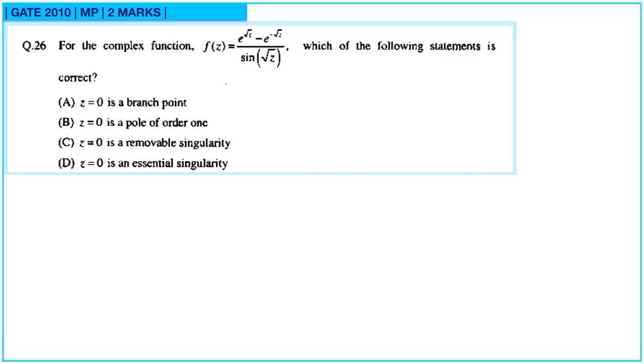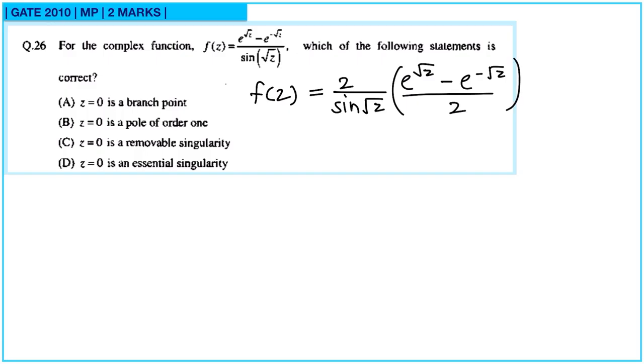For the complex function f of z is equal to (e raised to root z minus e raised to minus root z) upon sine root of z, which of the following statements is correct? So this is the function. We can multiply and divide by 2, so this will be 2 upon sine of root z times (e raised to root z minus e raised to minus root z) upon 2. Now this function is the sine hyperbolic function. So this is equal to 2 into sine hyperbolic of root z upon sine of root z.